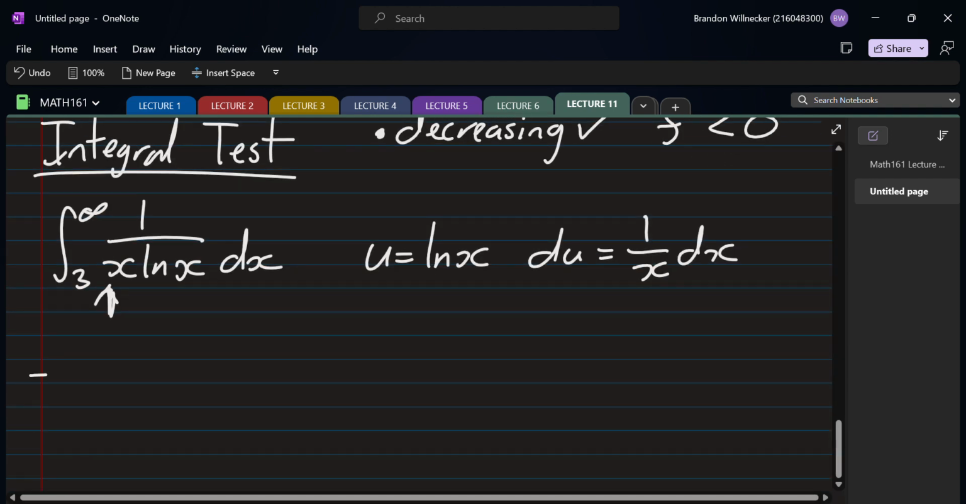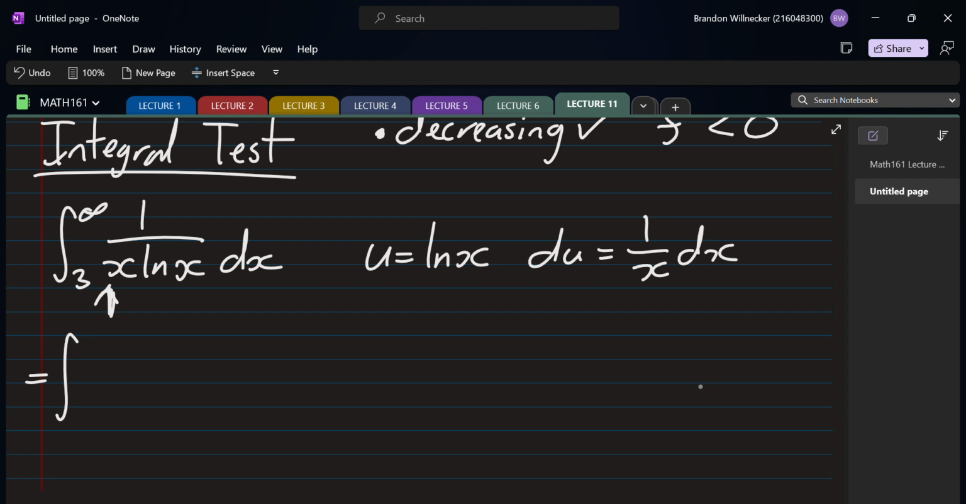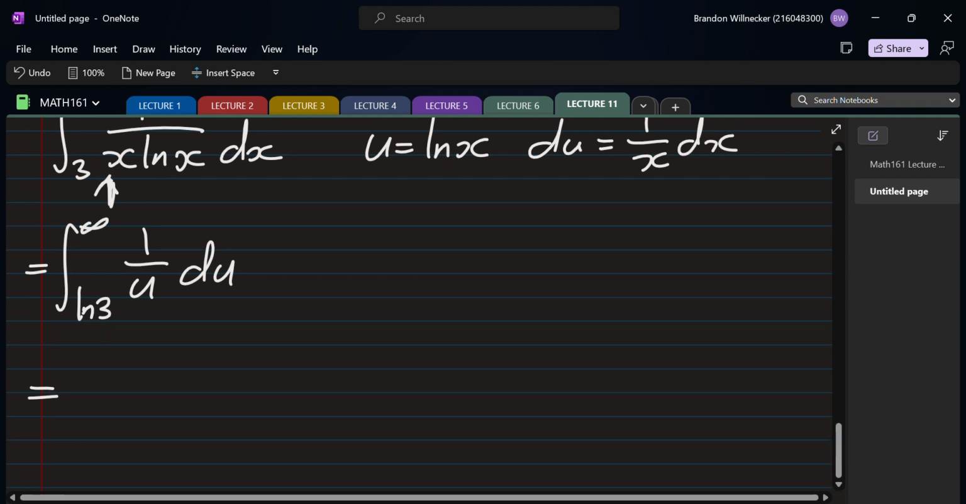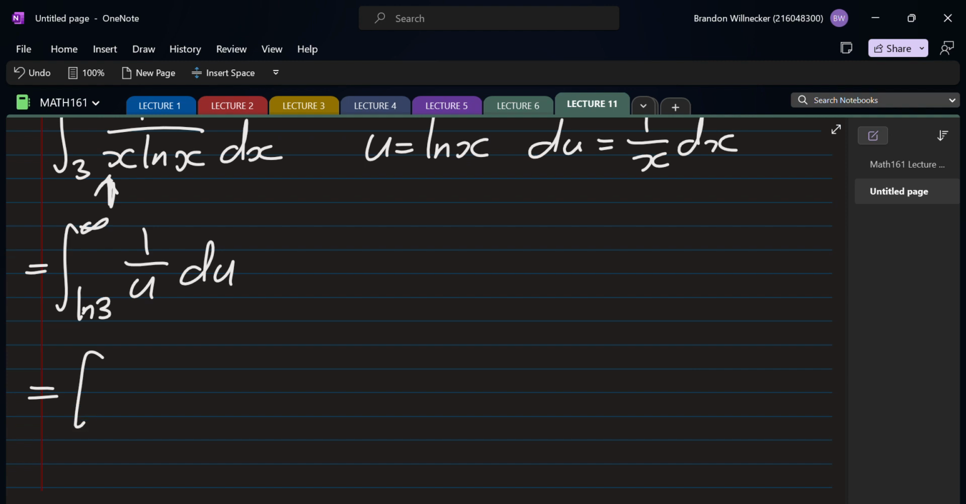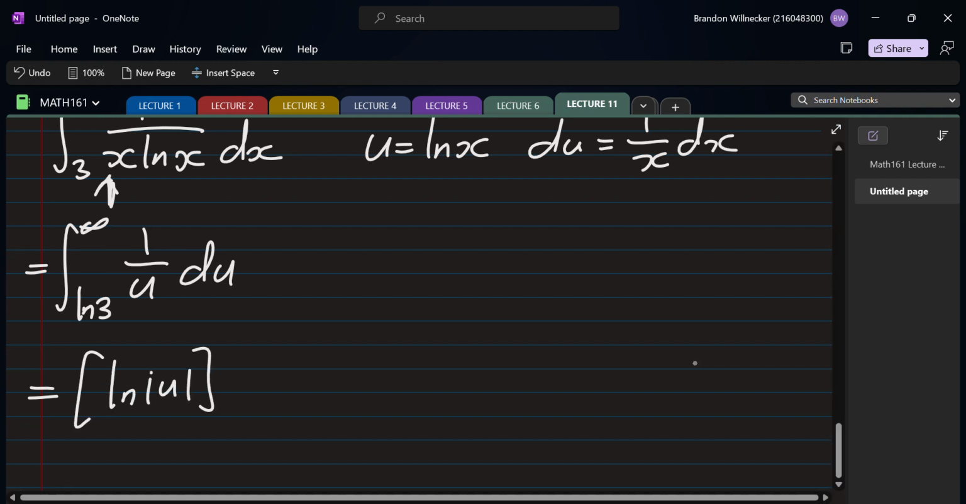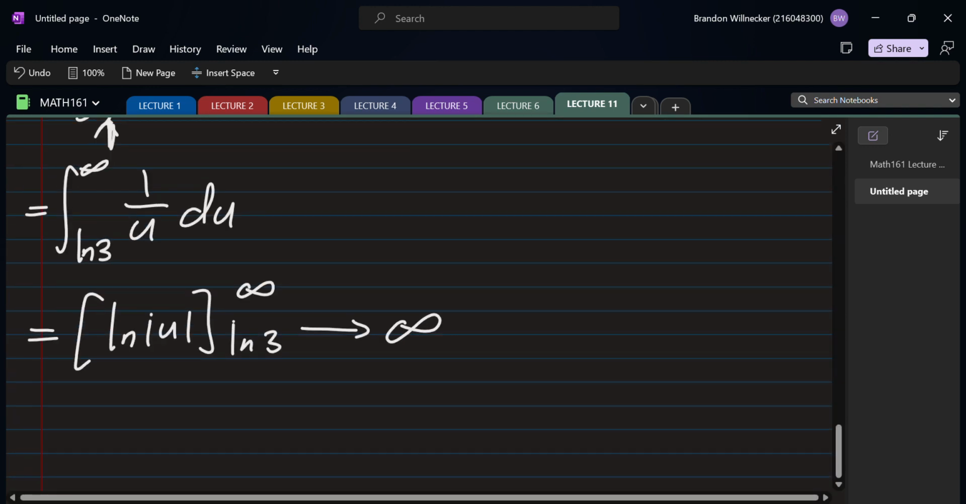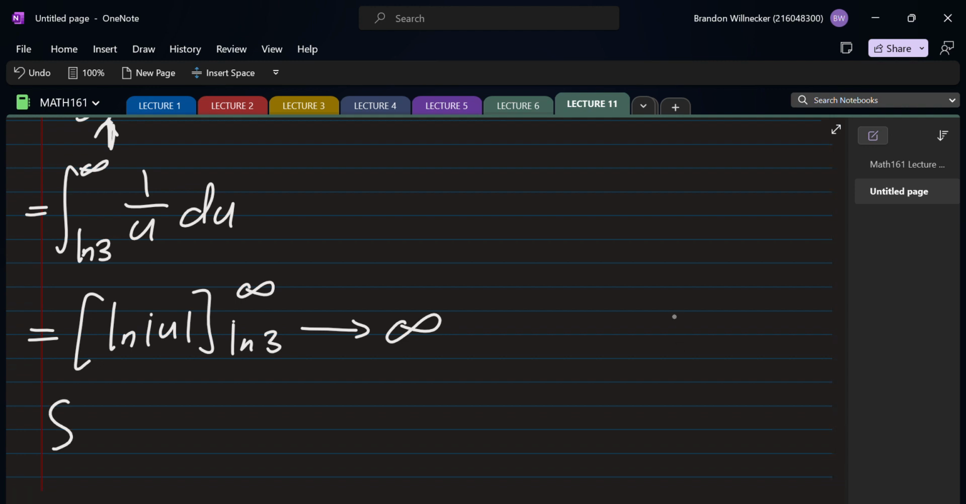Okay, so with this u substitution, we can write this as the integral from the natural log of 3. The natural log of infinity is infinity, so that stays infinity. And this will just be 1 over u du. So that takes care of the x as well as the natural log of x. Now the integral of 1 over u is the natural log of u. So we have the natural log of u from the natural log of 3 to infinity. But if we substitute infinity, we get infinity, which means this diverges. So since the integral diverges, it means the series diverges.